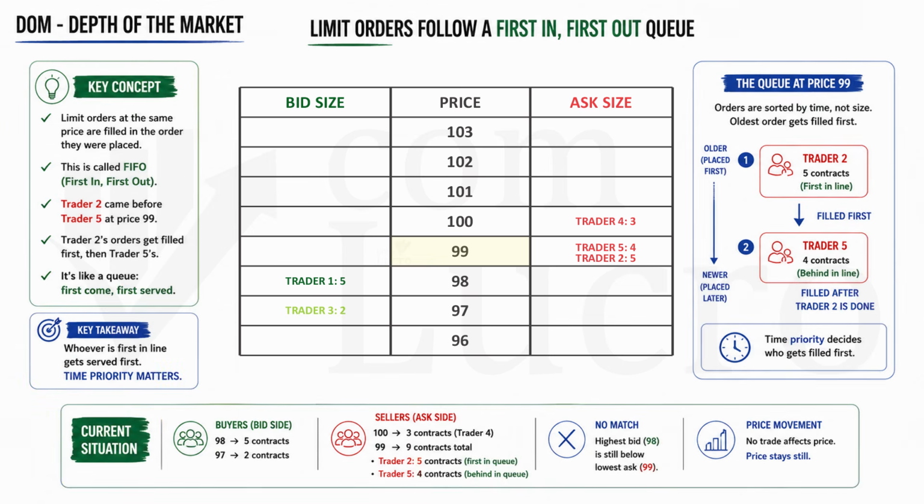These will be filled in the following order. First, all the remaining sell limits of Trader 2, and then those of Trader 5. It's like a queue. The limit orders are sorted chronologically, following a first-come, first-served logic. Because Trader 5 came in later than Trader 2, he must wait until Trader 2's sell limits are filled.